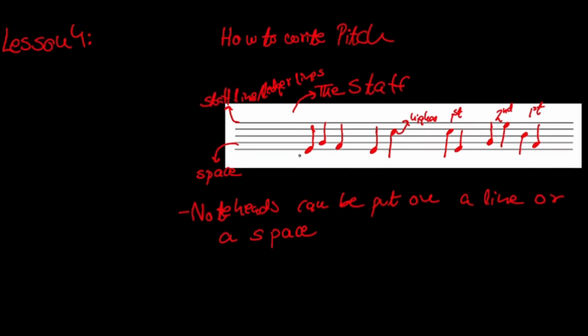So each one of these lines and spaces will eventually correspond to one pitch, one natural pitch. So C, D, E. This space could be C. This line could be E. That's just arbitrary, but you get the point. And we'll learn how that works when we learn about clefs.